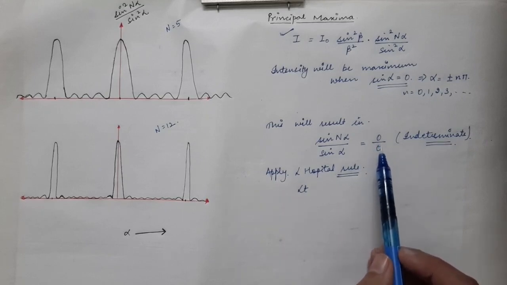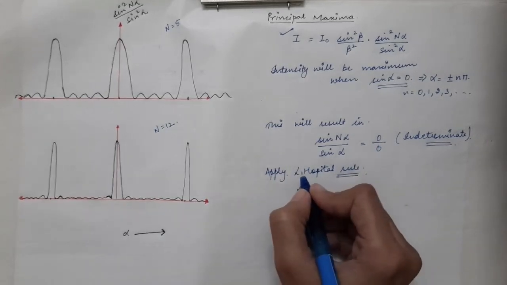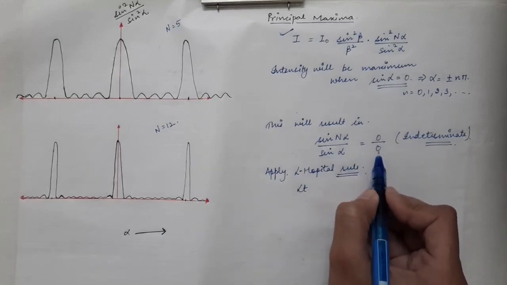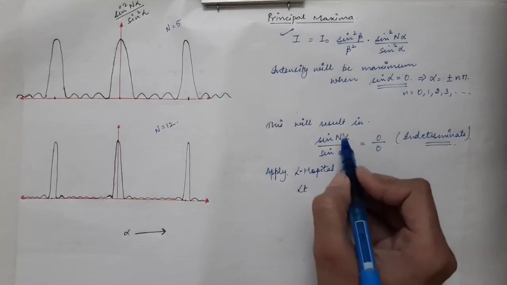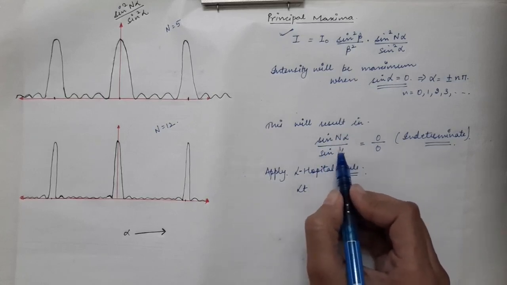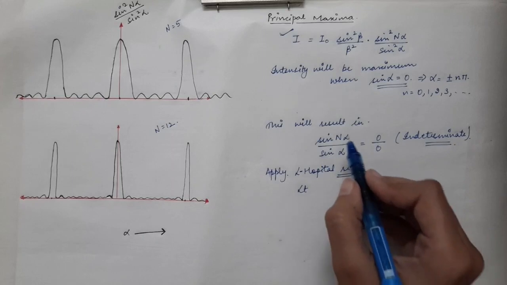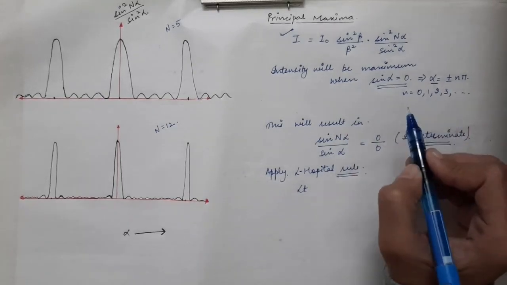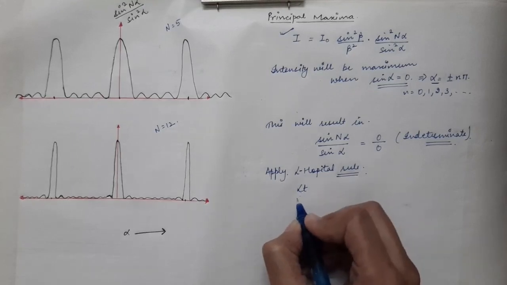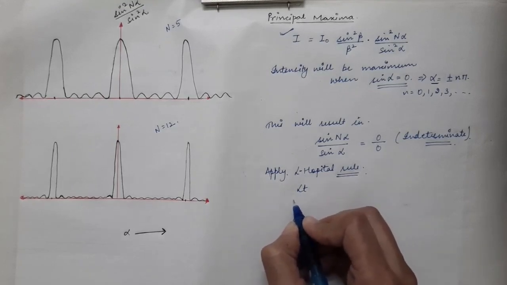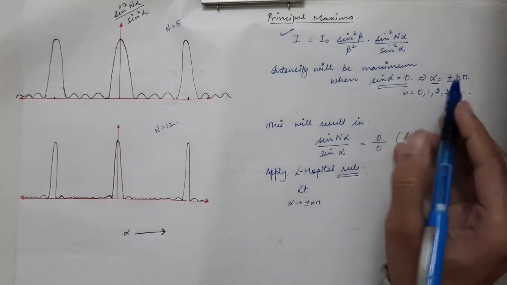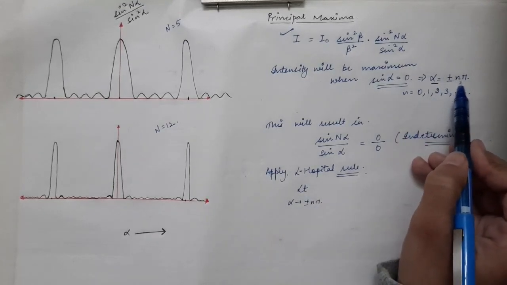And if you have 0 over 0 form, we will use in that case the L'Hospital rule, which says that in the case of 0 over 0 condition, you take the derivative of the numerator as well as the derivative of the denominator, and then again you put the values of alpha. So now we are using the L'Hospital rule. For that we will put the limit of alpha tends to plus minus n pi. So we have to substitute alpha equal to plus minus n pi.